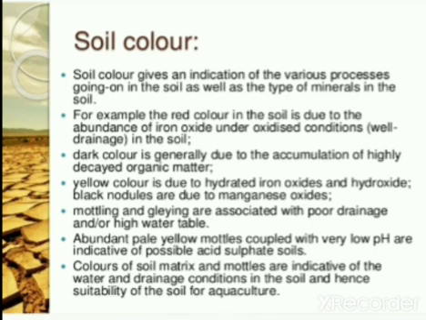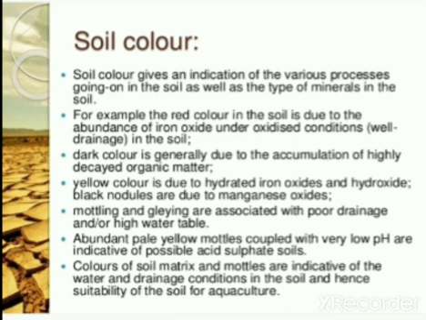Soil color. Soil color gives an indication of the various processes going on in the soil as well as the type of minerals in the soil. For example, the red color in the soil is due to the abundance of iron oxide under oxidized conditions, well drainage in the soil. Dark color is generally due to the accumulation of highly decayed organic matter. Yellow color is due to the hydrated iron oxides and hydroxide. Black nodules are due to the manganese oxides.